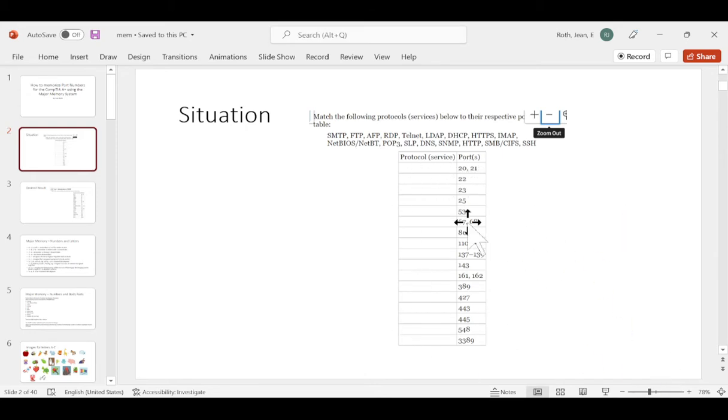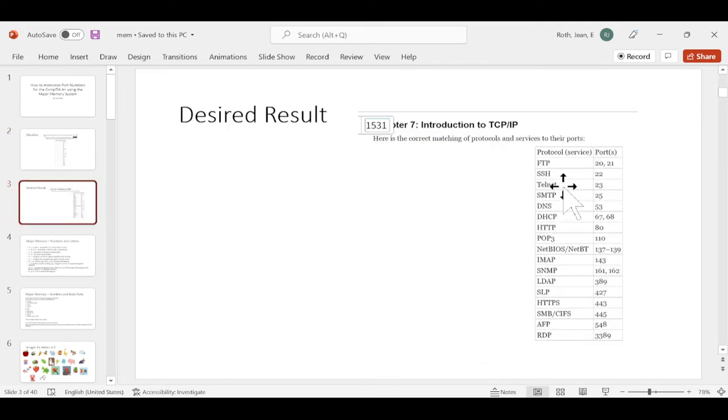Okay, this is about how to memorize port numbers for the CompTIA A+ exam. So the situation is that there are 17 ports that learners are expected to know. And the desired result is being able to memorize both these abbreviations for the protocols and the port numbers and link those together. And it's difficult for our brains to remember numbers, especially.